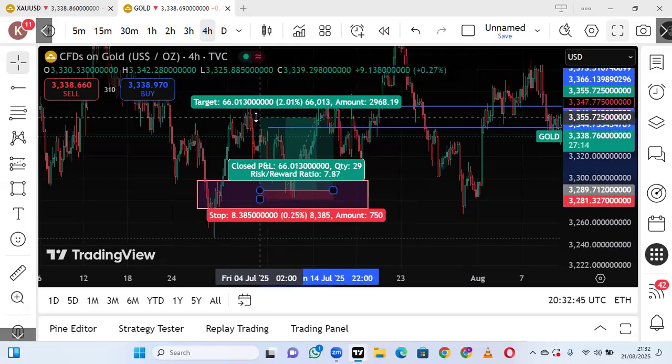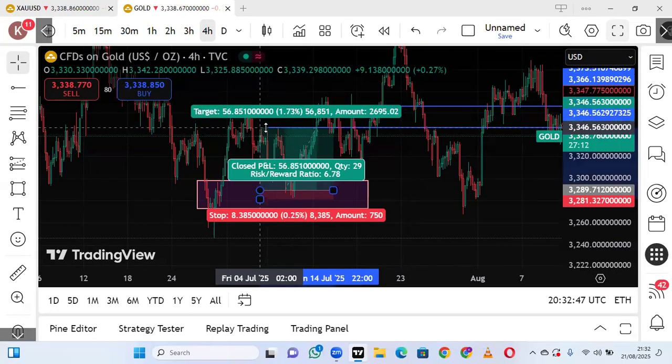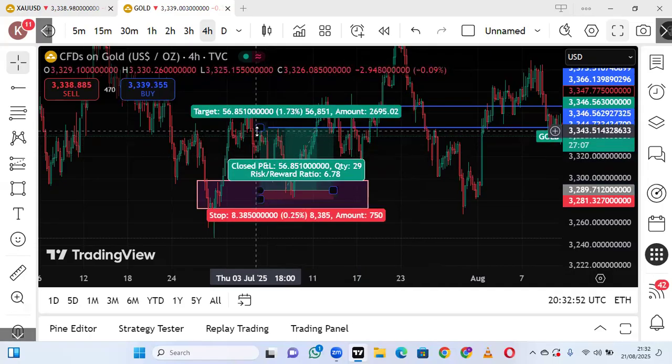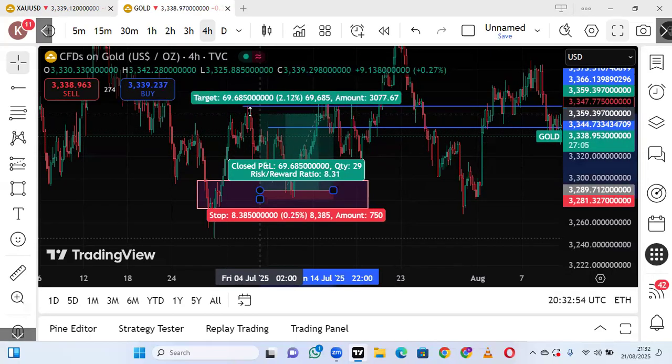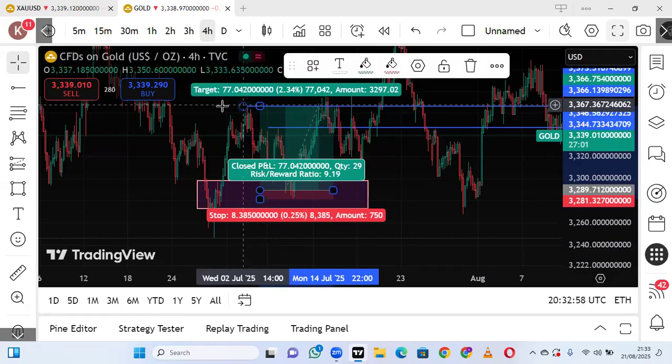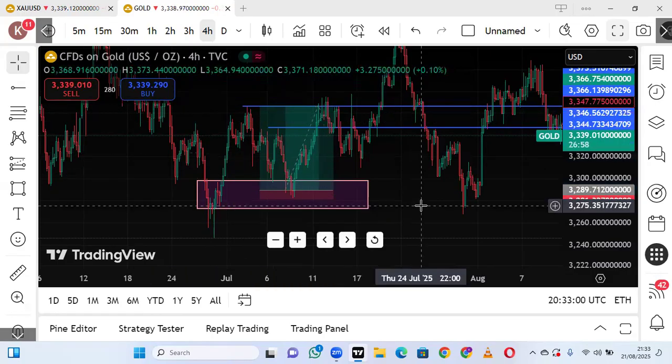You will enter and the market will still take you up. You target this as your first TP. You can also use the last external high here as your second TP. You use them, you see that you are right.